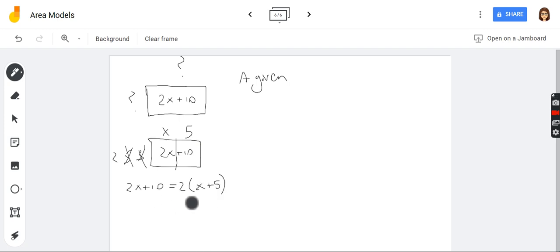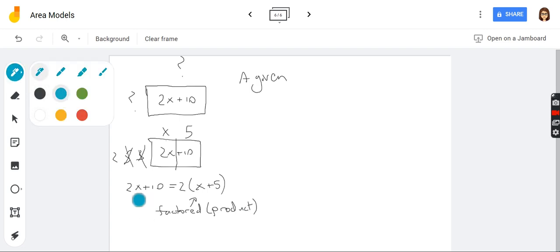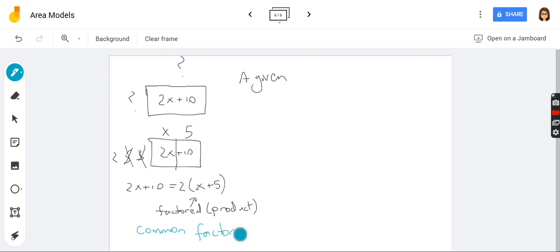And now this is factored. Remember, factored means it's written as a product. It's something times something. What I just did, writing this as 2 times x plus 5, is called common factoring. The 2 is a common factor of 2x and 10. It means the 2 divides into 2x without a remainder, and the 2 divides into 10 without a remainder. So the 2 is a common factor.